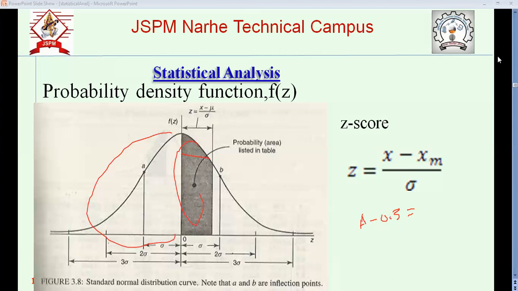So mostly you have to use the table. Okay. Mostly we need to use the table. So I will just clear this.